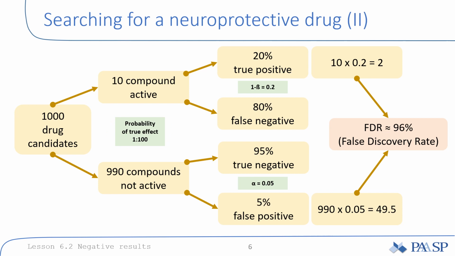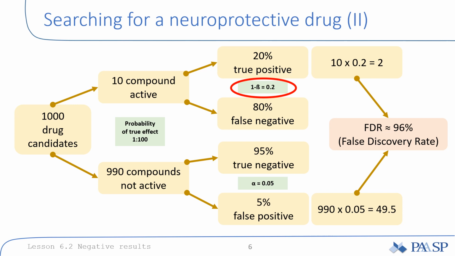We have already discussed that the vast majority of preclinical studies are underpowered, and the power rarely exceeds 20%. So what happens if we now change the power from 80% to 20%? The number of true positives goes down from 8 to only 2, and the false discovery rate increases to 96%. Just think about it. The probability of obtaining false positive results is close to 100%.